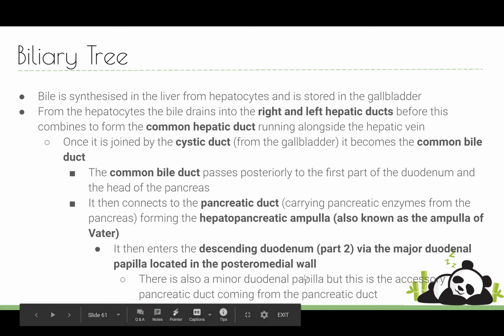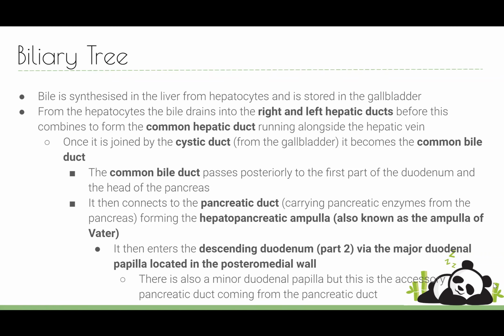These bolded terms are kind of important as buzzwords. There's also a minor one coming from an accessory pancreatic duct, coming from the pancreatic duct, but this is less important. Just know it exists sort of thing.